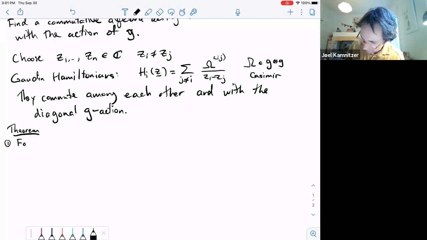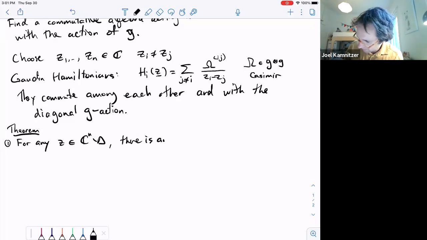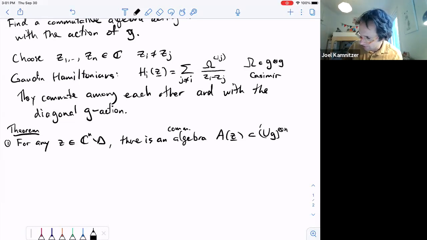So one is that for any z in C^n minus delta, where C^n minus delta is going to be those n complex numbers that are distinct, there's a commutative algebra A of z, and it sits inside the n-fold tensor product of U g with itself, therefore acts on such a tensor product, and also commutes with the diagonal G action. I put this superscript G to indicate that. So it's a commutative subalgebra of U g tensor n commuting with the diagonal G action, which contains these Gaudin Hamiltonians and other stuff.